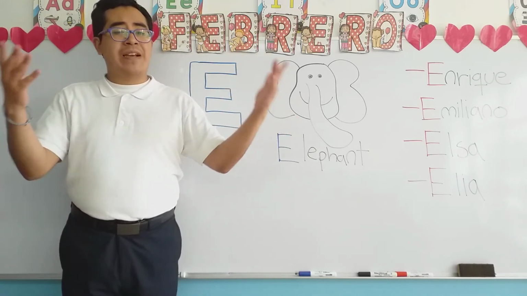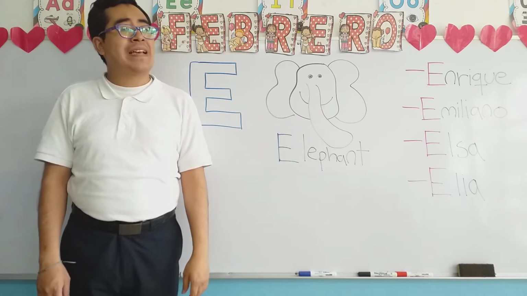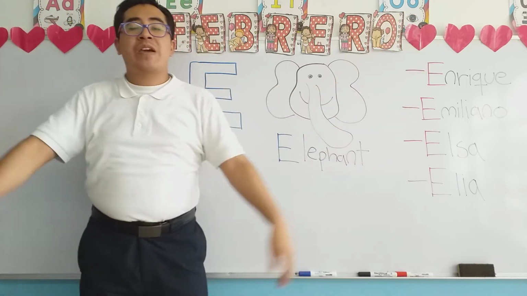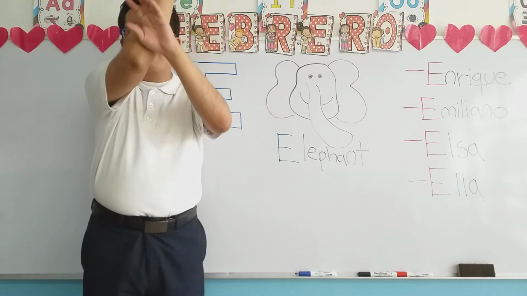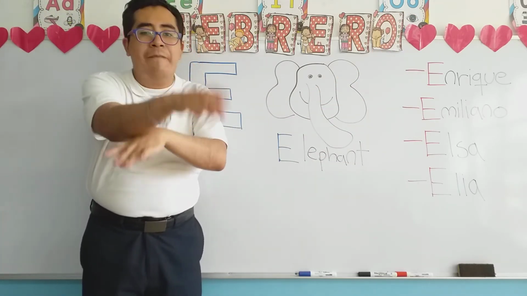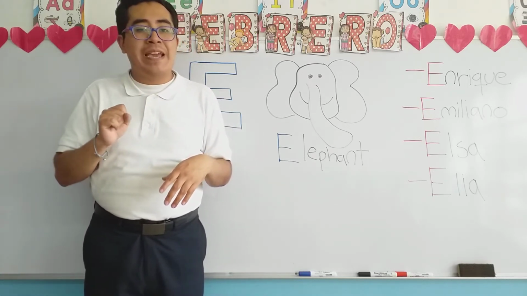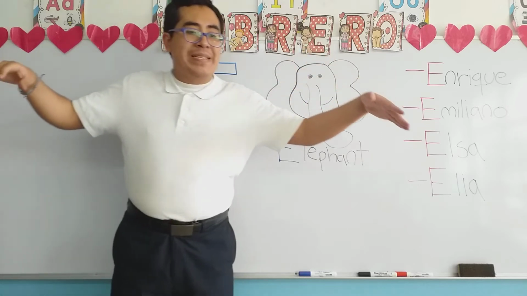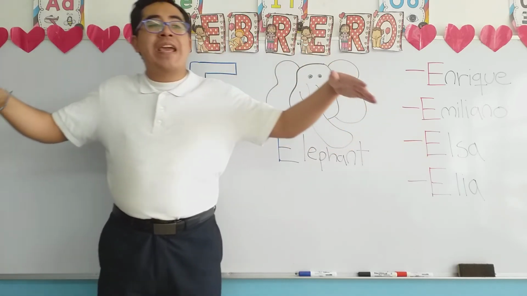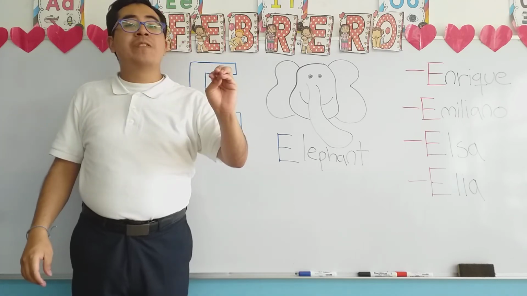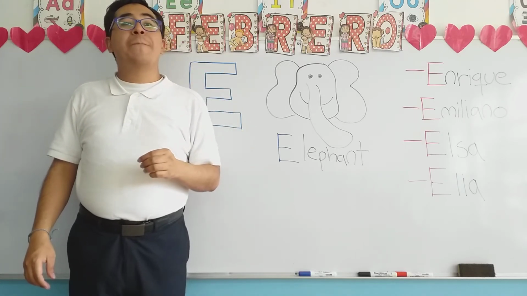Now remember, characteristics of elephants is that these are big animals with a huge trunk and with a small tail, con una colita pequeña. These are big animals and they are color gray, color gris, and their favorite food is peanuts.